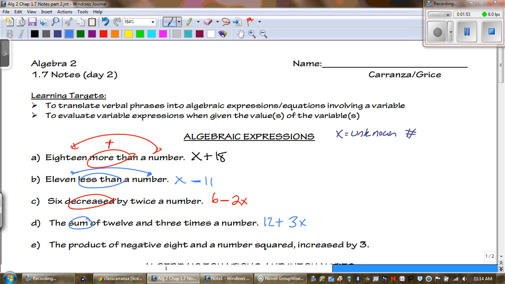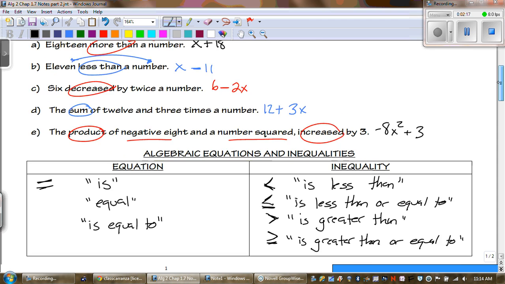Okay, and the last one, E, product. Product tells us to multiply. So we're multiplying 8 and a number squared, and then it's increased by 3. So we've got the product of 8 and a number squared, and then we're going to increase that by 3. Okay.